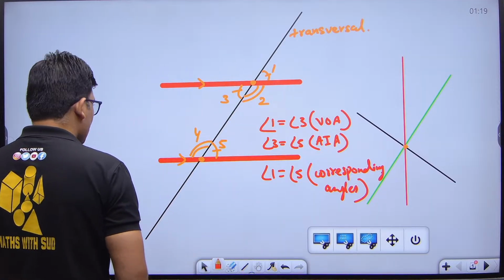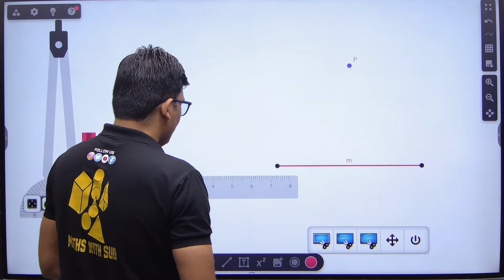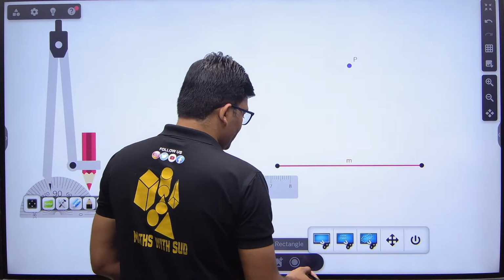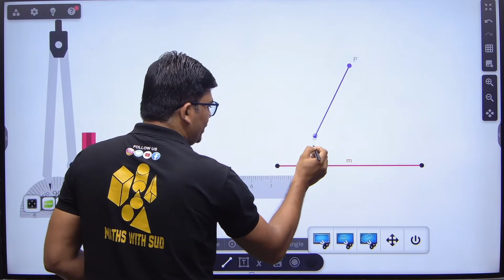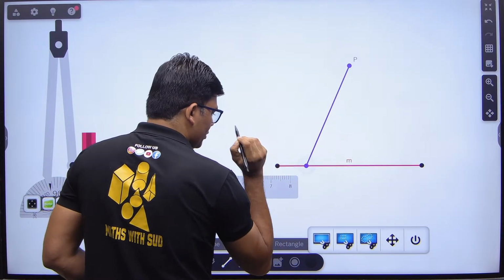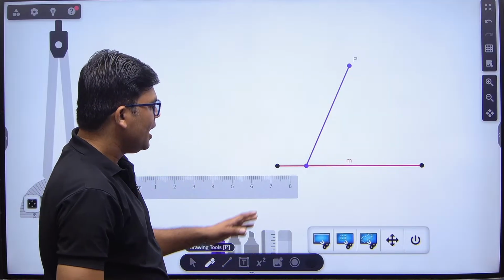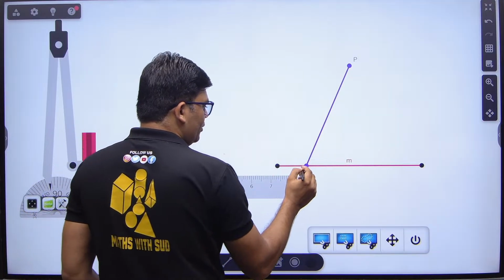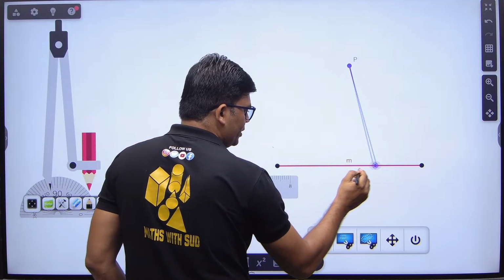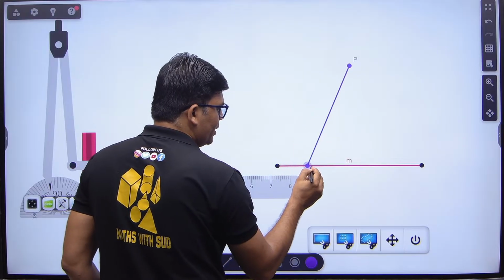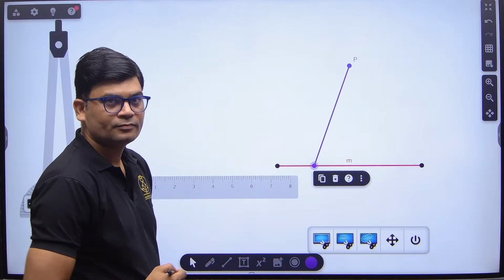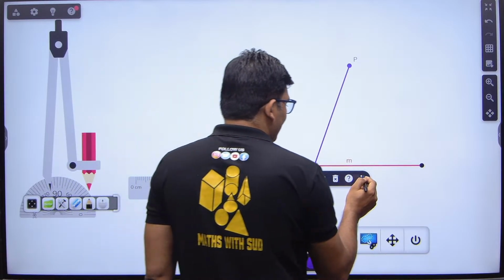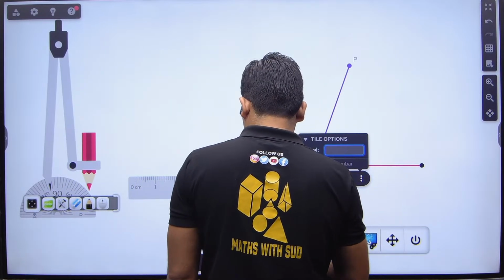So let's draw it now. First of all, what we need to do is build a transversal, and that can be built using any of these points. You can mark it here, here, anywhere. So let me draw from here, and I will name this point, let us say, point A.